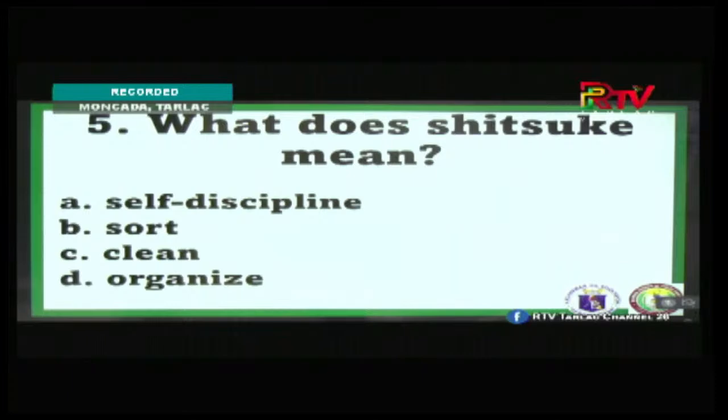Number 5. What does Shitsuke mean? Is it A, self-discipline, B, sort, C, clean, D, organized? Last, number 5. What does Shitsuke mean? Is it A, self-discipline, B, sort, C, clean, D, organized?